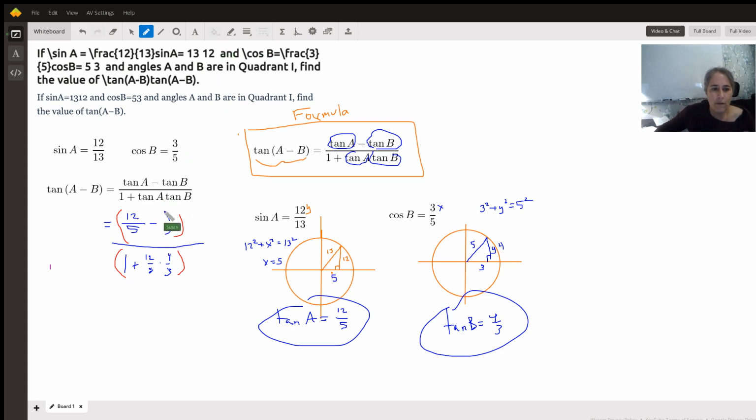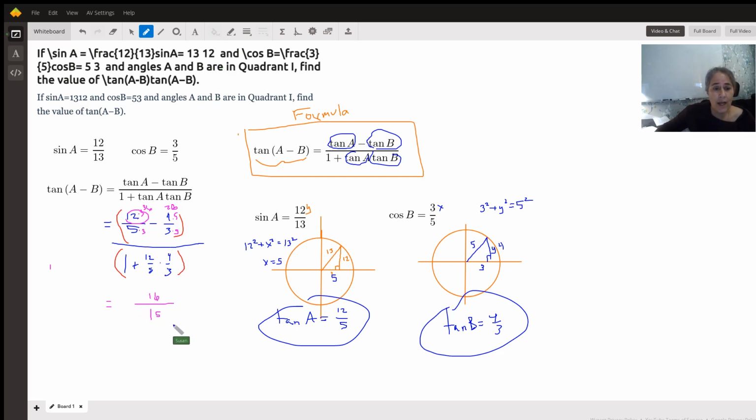So 12/5 minus 4/3 requires a common denominator. I'm going to multiply the top and the bottom of the one on the left by 3 and the one on the right by 5. And that'll give me a common denominator of 15. And then the numerator will be 36 minus 20. So my numerator is going to be 16. So I have 16 over 15ths in the numerator.